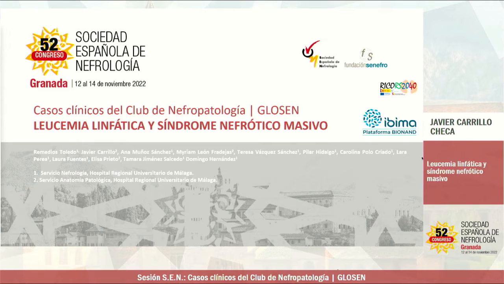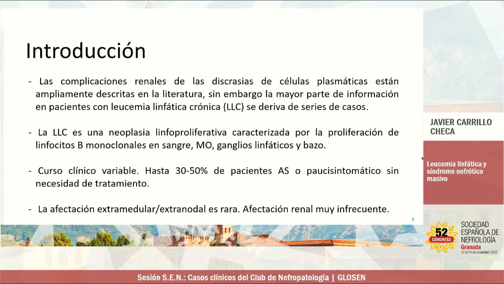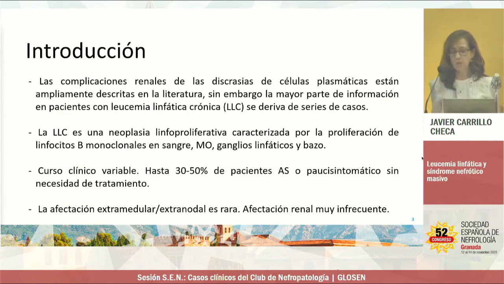Bueno, nuestro caso es de un paciente con leucemia linfática crónica que desarrolla un síndrome nefrótico masivo. Es bien conocido que las discrasias de células plasmáticas se relacionan con enfermedad renal. Sin embargo, la afectación renal en el contexto de los trastornos linfoproliferativos es muy poco conocida, y la única información disponible procede de pequeñas series de casos.